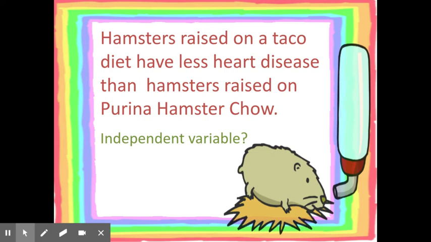So the independent variable here is the diet, right, or the food that's being fed to them. So in this case, we're looking at a taco diet versus a Purina hamster chow diet. So here, we could say that it's the diet or the food that's being fed to the hamster, and then the effect is we're looking at having less heart disease.